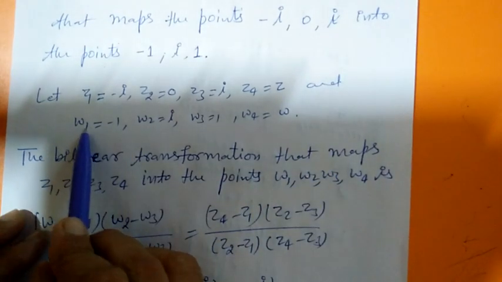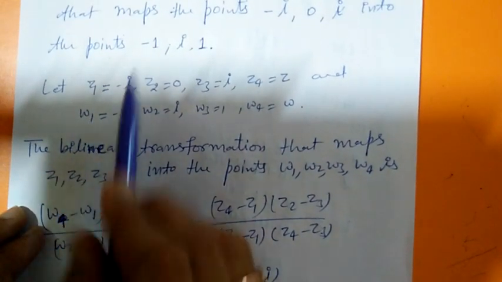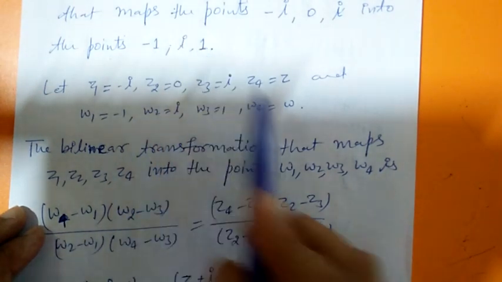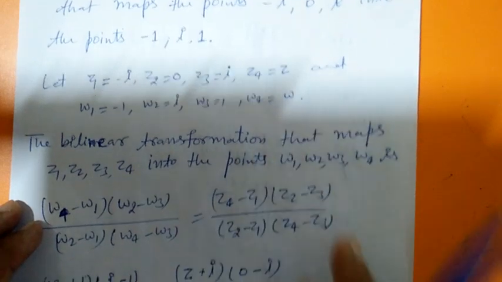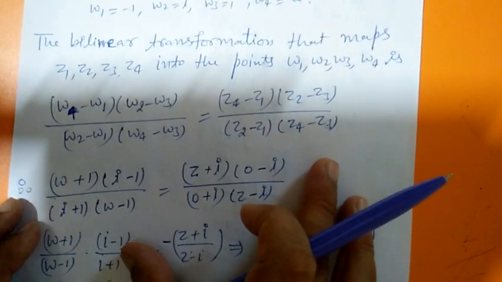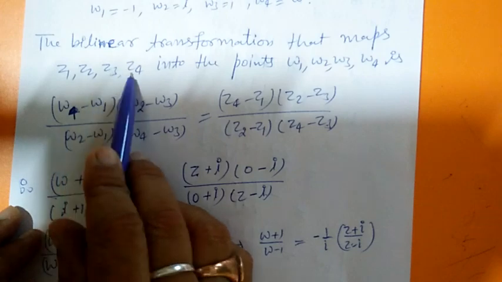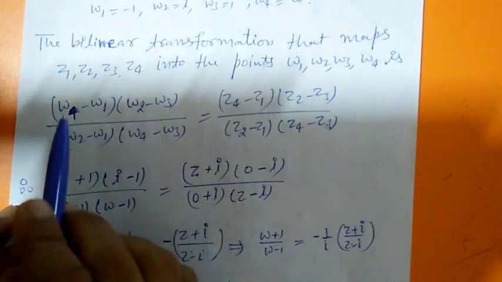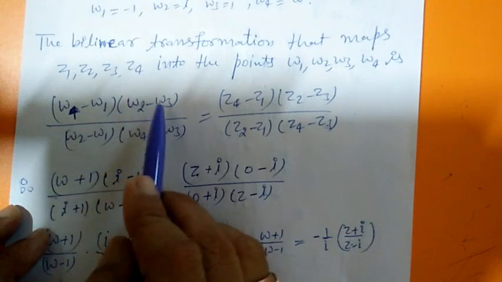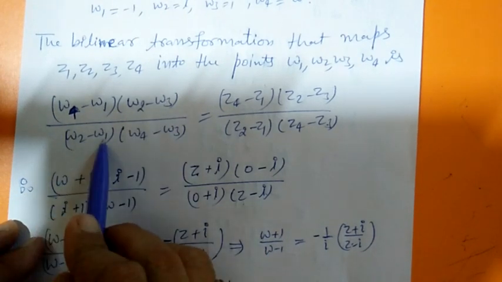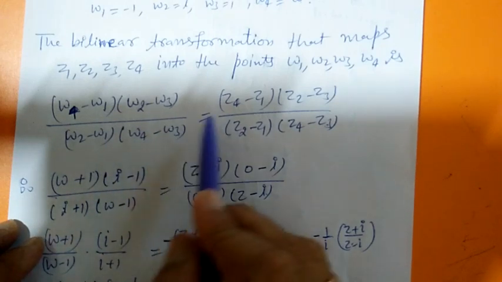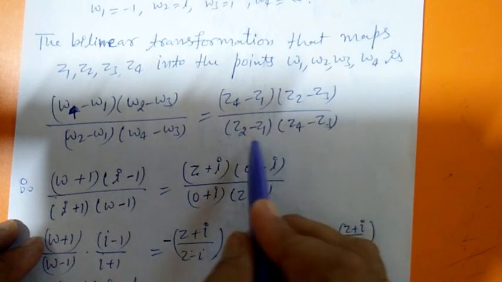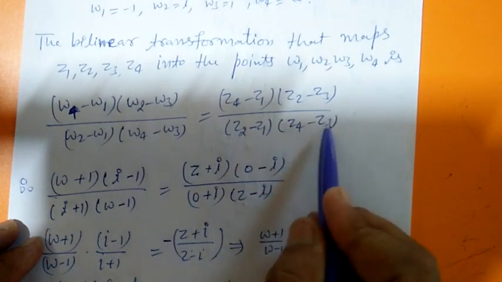And the points on the w plane: w1 is equal to -1, w2 is equal to i, w3 is equal to 1, and w4 is equal to w. So the bilinear transformation that maps z1, z2, z3, z4 into the points w1, w2, w3, w4 is (w4 - w1)(w2 - w3) upon (w2 - w1)(w4 - w3) is equal to (z4 - z1)(z2 - z3) upon (z2 - z1)(z4 - z3).